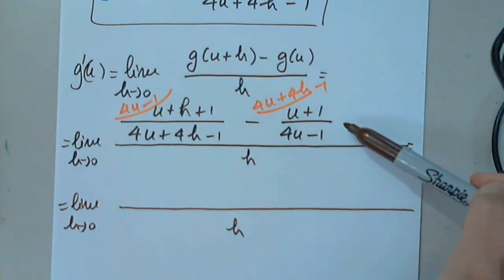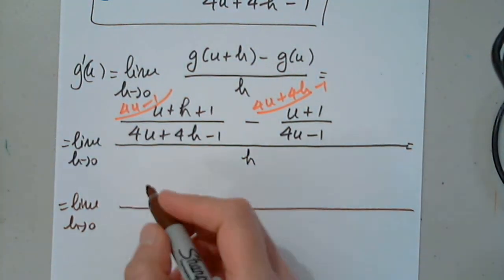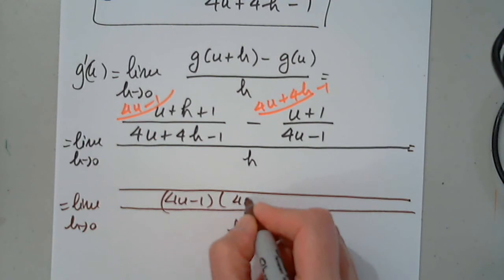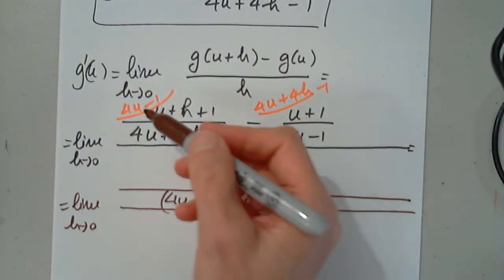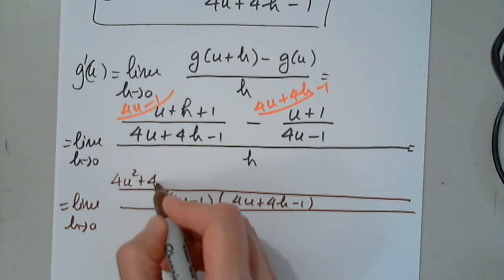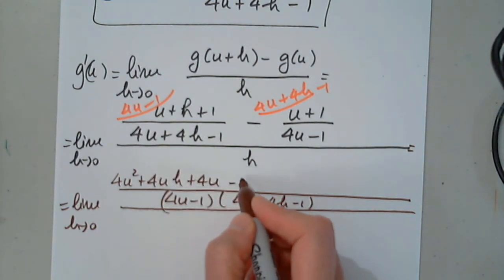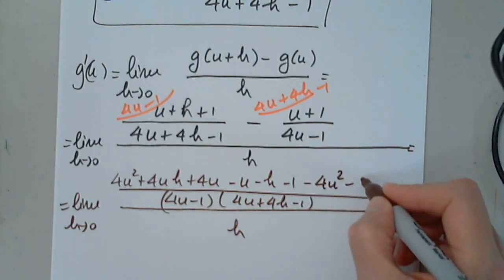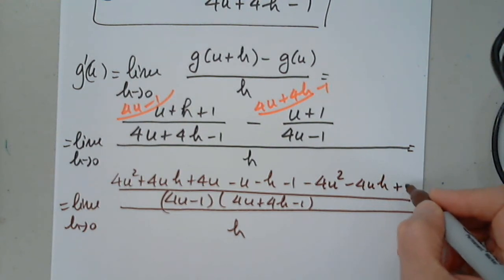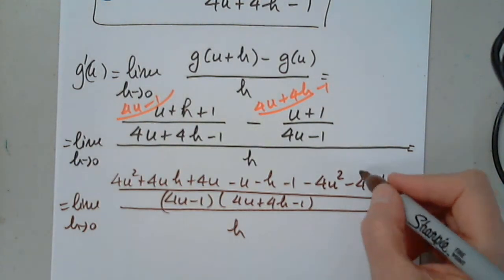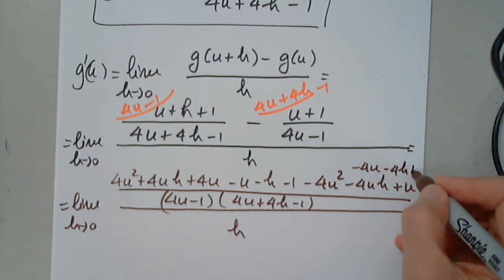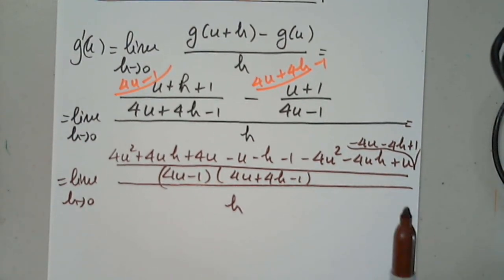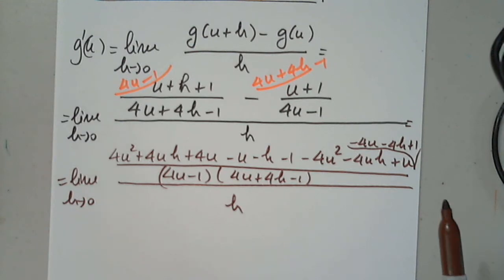Okay, I copied. Again, you already gave me the denominator, so I'm going to write it as 4u minus 1, 4u plus 4h minus 1. So 4u squared plus 4uh plus 4u minus u minus h minus 1. Then minus 4u squared minus 4uh and plus u. And then minus 4u minus 4h and plus 1. Very difficult to see, my apologies. I can't fit this in one row.